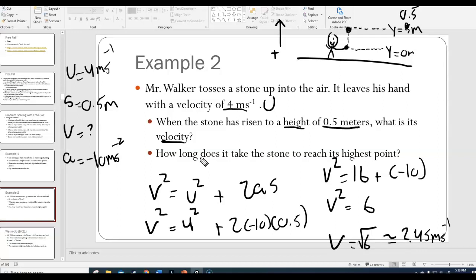Now, on your own, I want you to see if you can answer the second question. How long does it take the stone to reach its highest point? So pause it here, see if you can answer that second question. How long does it take the stone to reach its highest point? And hopefully the answer you got is t equals 0.4 seconds. If you did not get that, I want you to go back and double check your math, but that should be the answer to the second question.